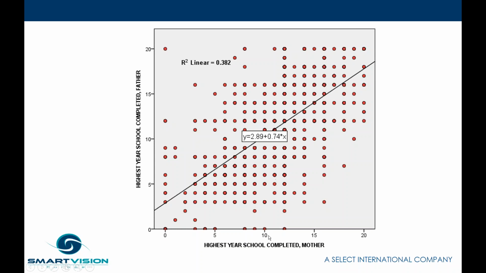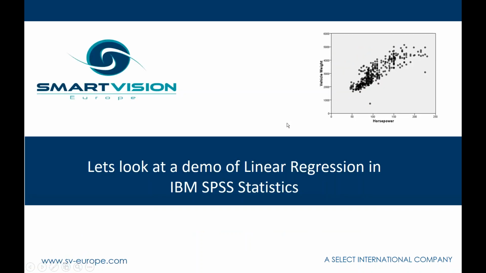And it's saying that basically, if somebody's mother has 10 years of education, and you want to predict how many years the father has, well, you'd multiply 10 by 0.74, which would get you 7.4 years of education, and you'd add on 2.89 on the end of that. So it's going to be just over 10 years of education predicted for the father. That's what the prediction is going to be.